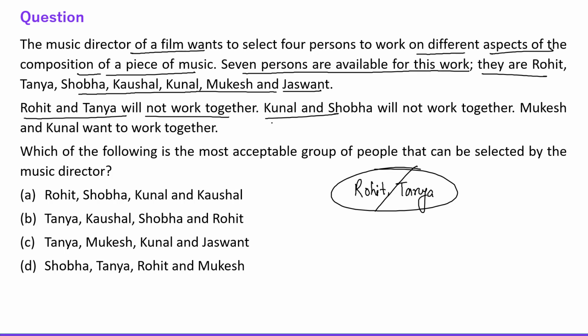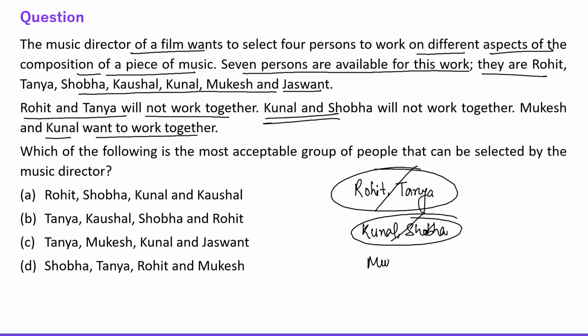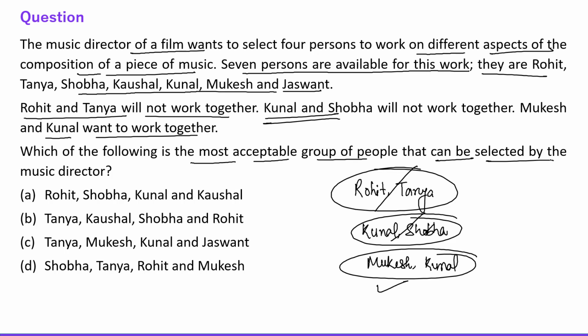Kunal and Shobha will not work together. Mukesh and Kunal want to work together. Which one of the following is the most acceptable group of people that can be selected by the music director?